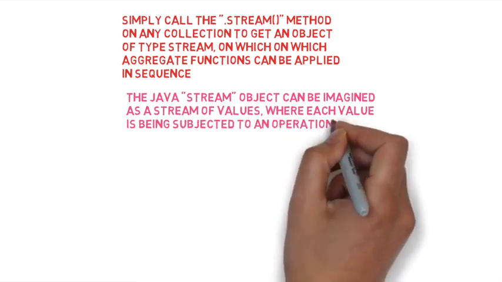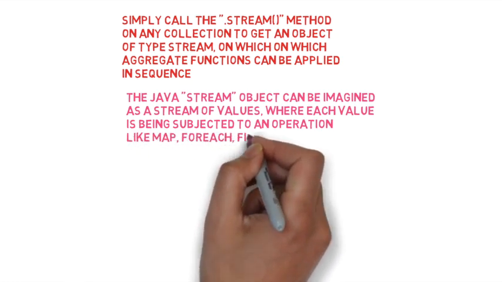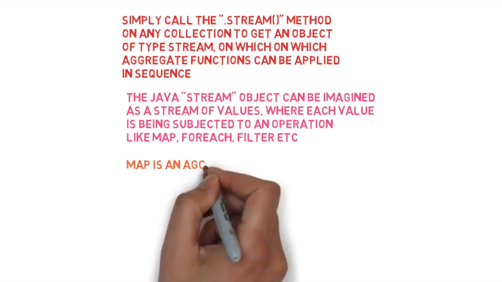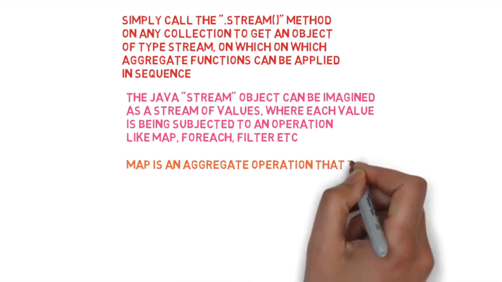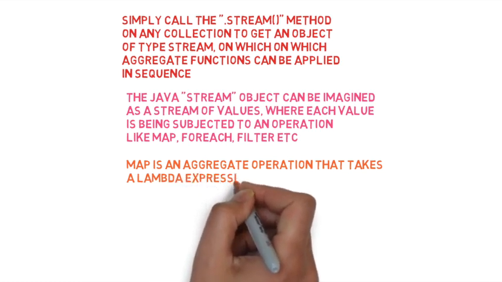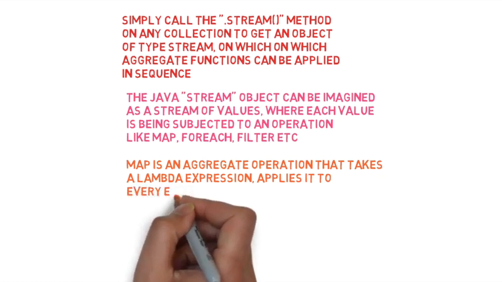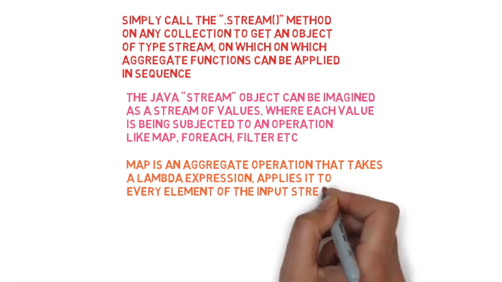What are these operations that can be applied to a stream? Map, for each, and filter. These are the most standard operations which are applied to a stream of objects. Let's take a look at the very first aggregate operation, which is map. This takes a lambda expression and applies it to every element of the input stream, and as the results come out, they're sent out to the output stream.